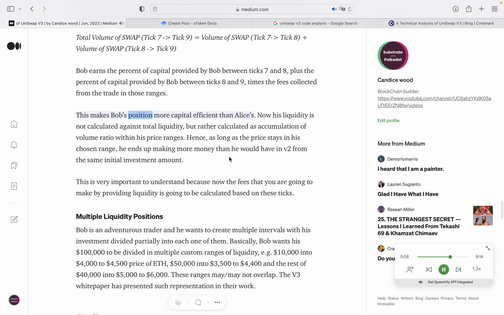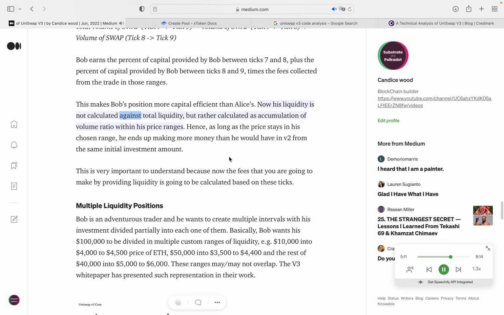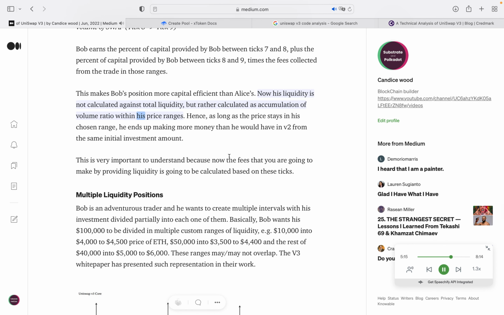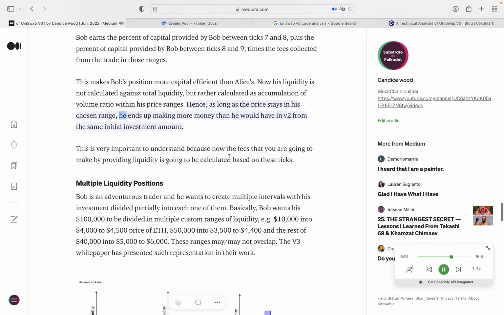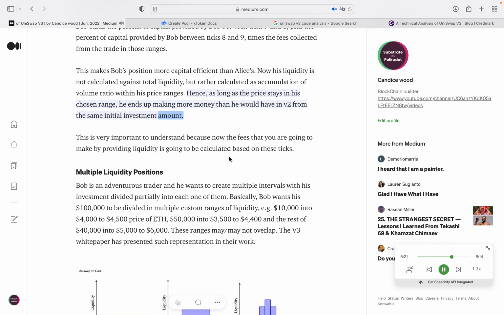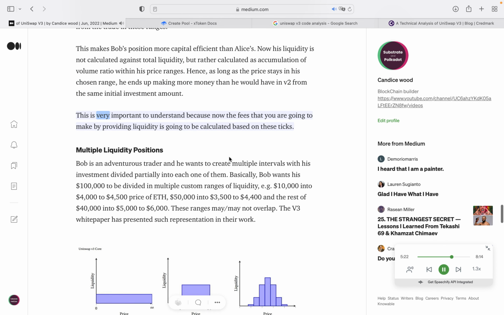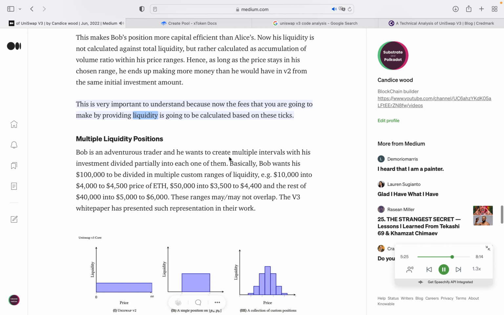This makes Bob's position more capital efficient than Alice's. Now his liquidity is not calculated against total liquidity, but rather as an accumulation of volume ratio within his price ranges. Hence, as long as the price stays in his chosen range, he ends up making more money than he would have in V2 from the same initial investment amount. This is very important to understand because now the fees that you are going to make by providing liquidity are going to be calculated based on these ticks.